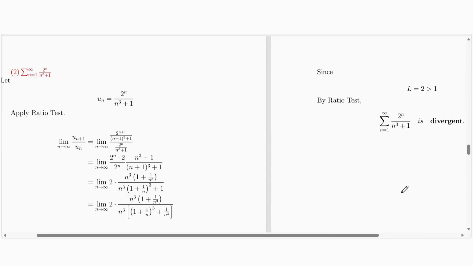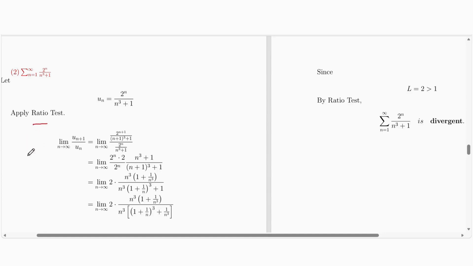Let's discuss the second question. Here the second question is what? Series n is 1 to infinity, 2 raised to n upon n raised to 3 plus 1. Now here observe the term. This term contains 2 raised to n, so here a power of n, and in the denominator it contains a polynomial. So to check the convergence of this series, we are using the ratio test.